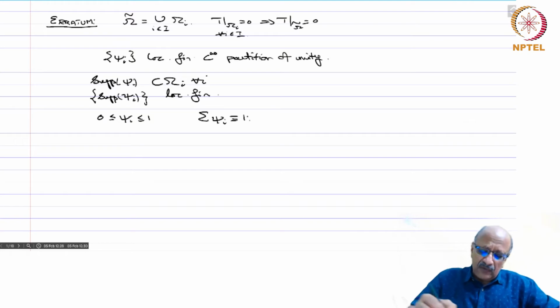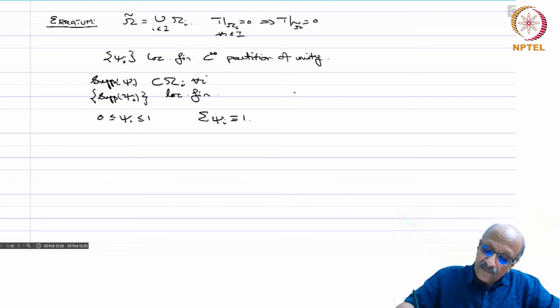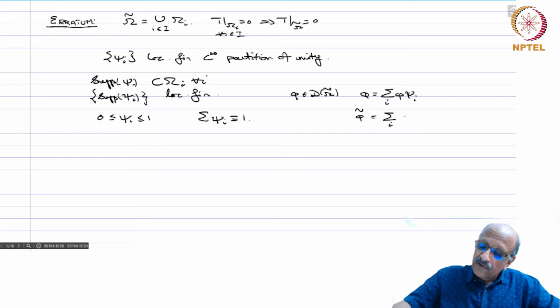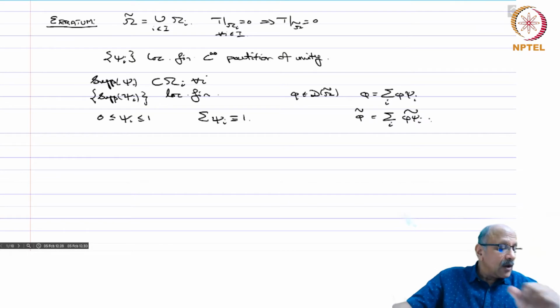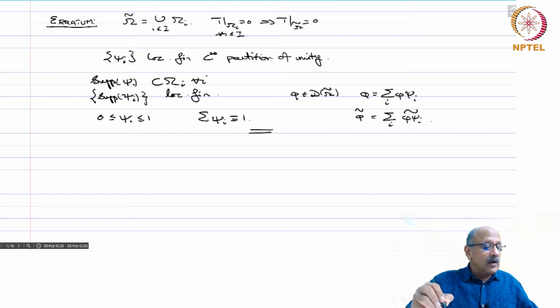So some things were written in terms of φ, sometimes in terms of ψ. And if you took φ in D(Ω̃), then you have φ = Σ over i of φψ_i, and φ̃ is equal to Σ over i of φψ_i tilde. Some of these were written in terms of φ_i instead of ψ_i, so please correct it. I'm sorry for the confusion. Okay, so now we continue with distributions with compact support.